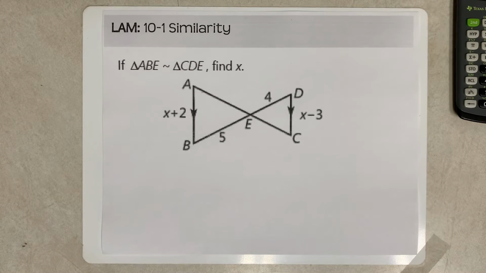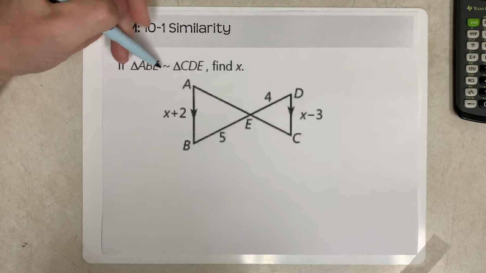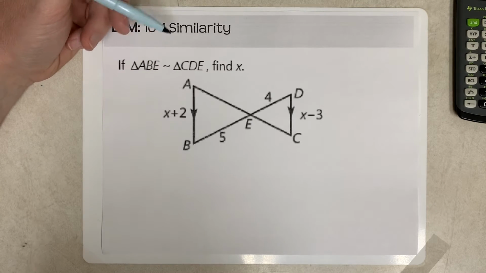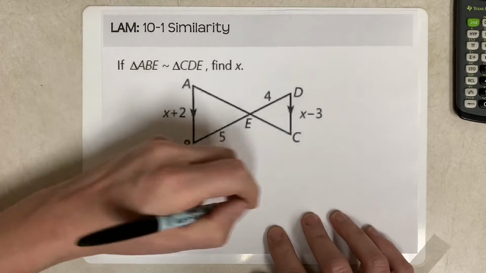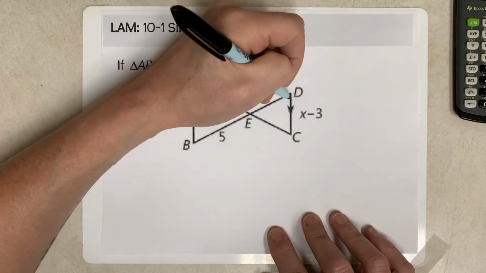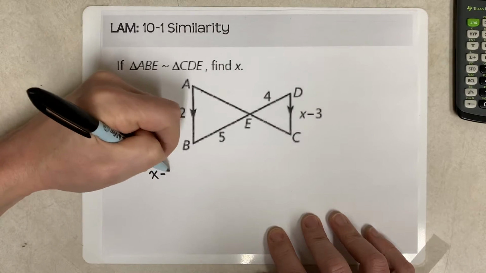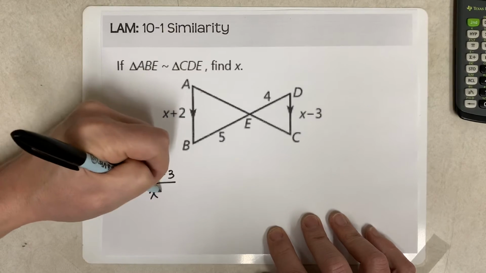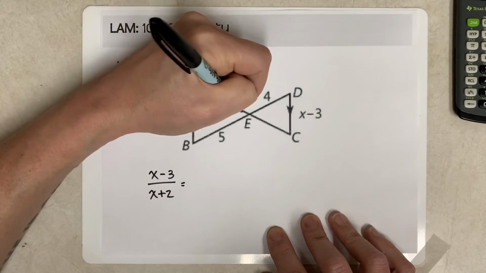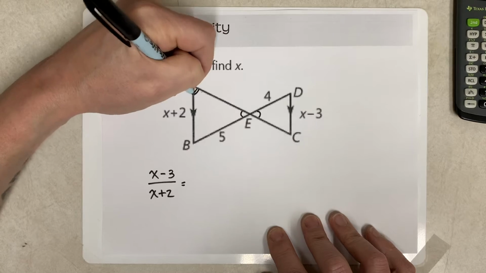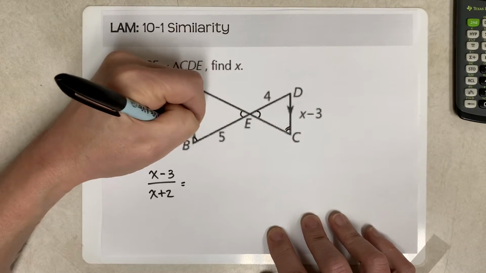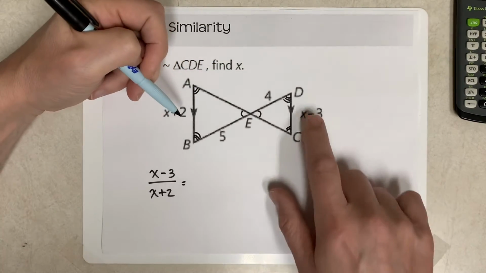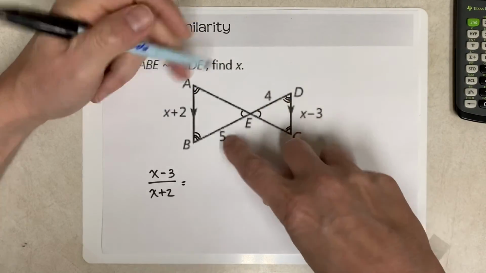All right, here's another one. This time we're given that ABC is similar to CDE. Well, that's good. So we're going to do, I have to work down here, it looks like. Small triangle, x minus 3 over big triangle, x plus 2 equals, here we have our vertical pair, alternate interior, and we're going to do x minus 3 over this one, 4 over 5.